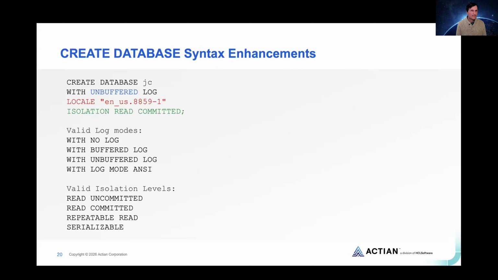Something a little more cosmetic is you can now explicitly specify all log modes. It used to be that when you just said create database JC, that was assumed to be a no log database. Or if you wanted logging, you'd say create database JC with log, and in that case, we would presume you meant unbuffered logging, but if you wanted buffered logging, you'd have to explicitly say with buffered log. Now you can say with no log, with buffered log, with log mode ANSI, or with unbuffered log. Hopefully that'll be helpful. Next slide, please.